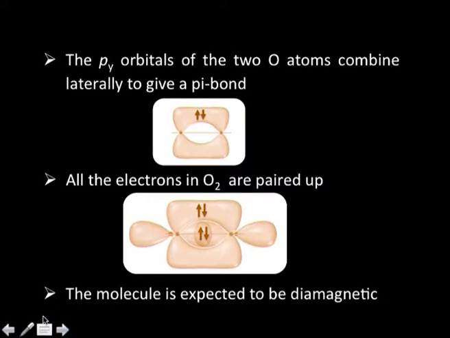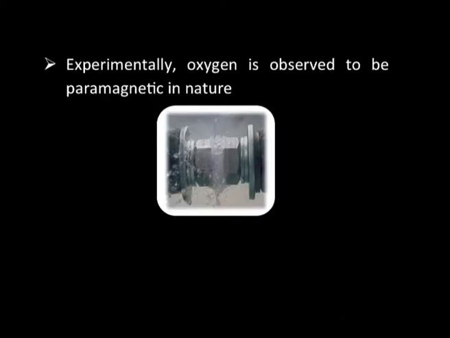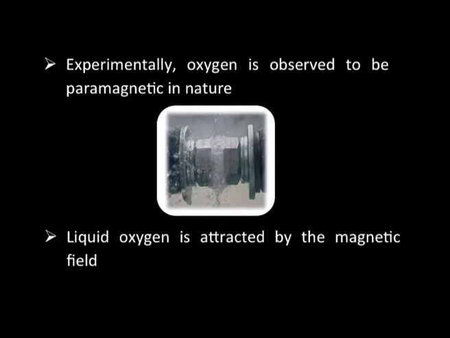As a consequence, we expect this molecule to be diamagnetic in nature. That is the basic premise we have for the magnetic behavior of molecules. However, what you find is that experimentally oxygen is observed to be paramagnetic in nature, and that paramagnetic nature of oxygen is established by using liquid oxygen. If you take liquid oxygen and pour it through a magnetic field, we find that it is held by the magnetic field.